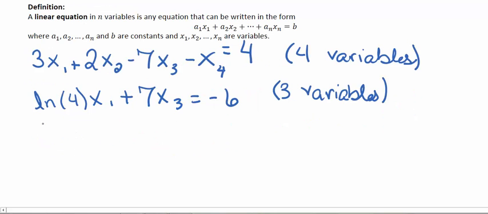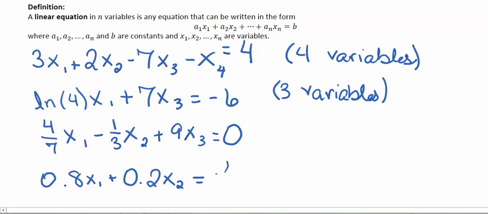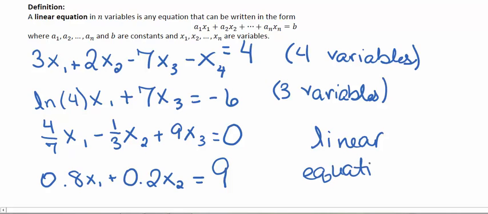Another example, 4 over 7x1 minus 1 over 3x2 plus 9x3 equal to 0. This one also has 3 variables. One last example, 0.8x1 plus 0.2x2 is equal to 9. So all of these are examples of linear equations. So these are actually all written in the standard form as well.